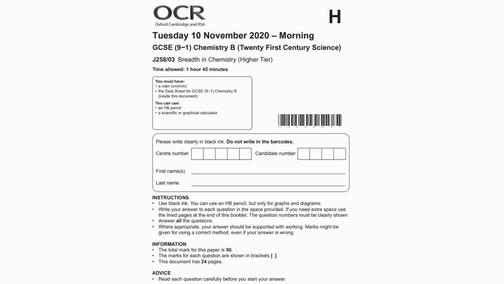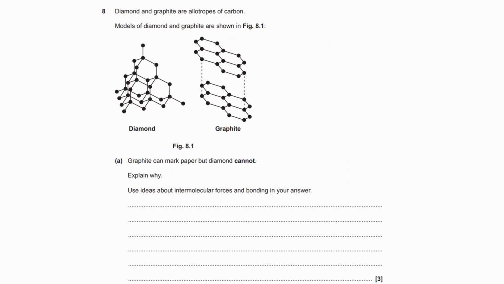So this is the GCSE OCR 21st Century Chemistry High Tier paper, and we are looking at question 8. Diamond and graphite are allotropes of carbon. Models of diamond and graphite are shown in figure 8.1. So we've got diamond and graphite. Graphite can mark paper, but diamond cannot. Explain why. Use ideas about intermolecular forces and bonding in your answer.